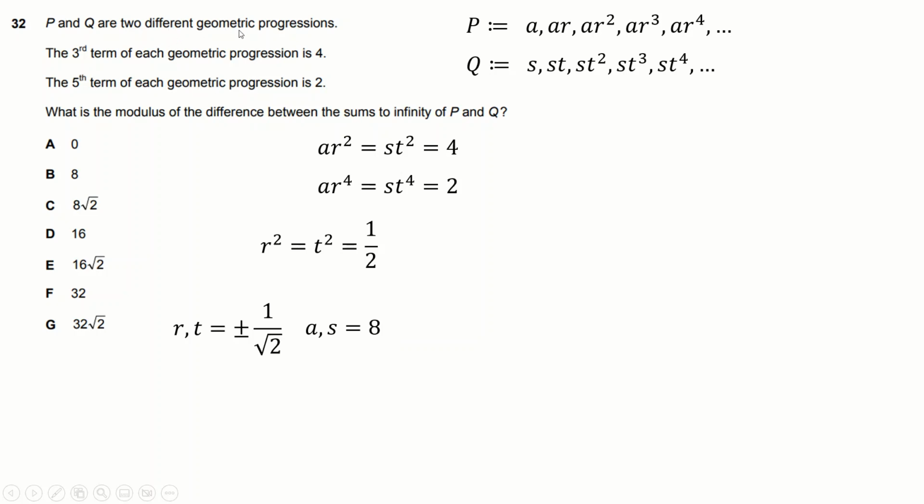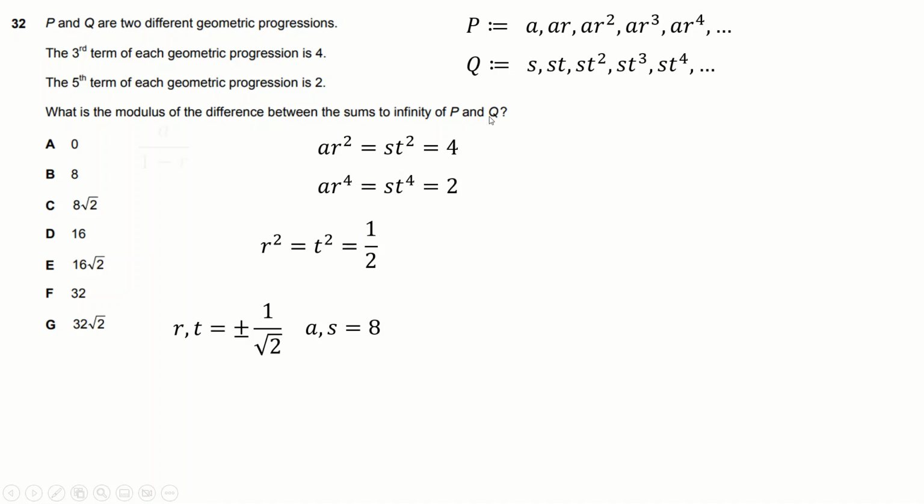But the 2 progressions are different, right? So that means while they must start at the same place, 8, one of them must have the positive ratio and one of them must have the negative. That way there'll be different progressions. So okay, we can just choose r to be the positive and t to be the negative. Why not? What is the modulus of the difference between the sums to infinity?